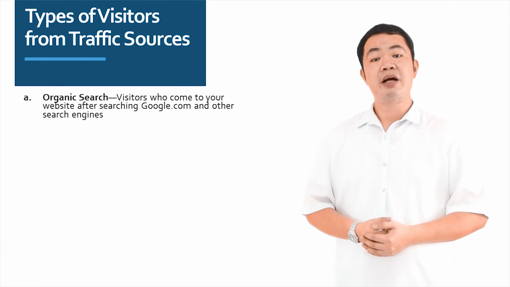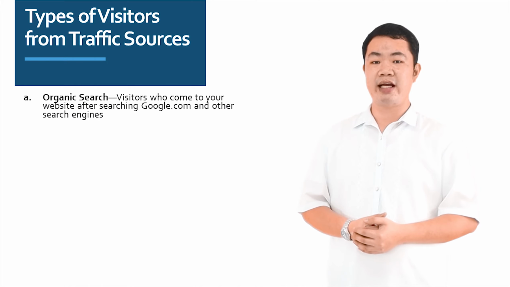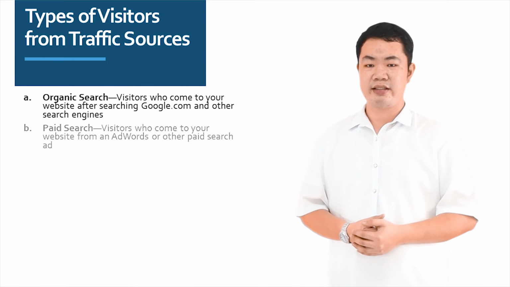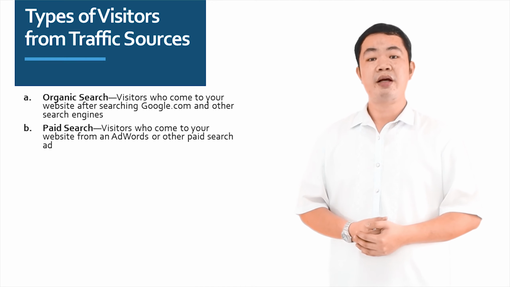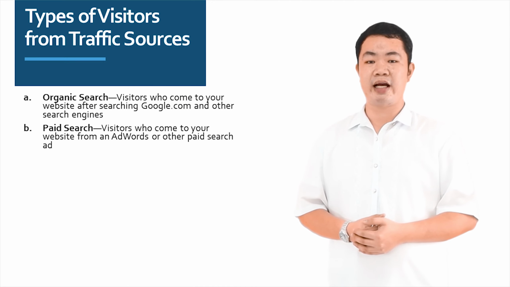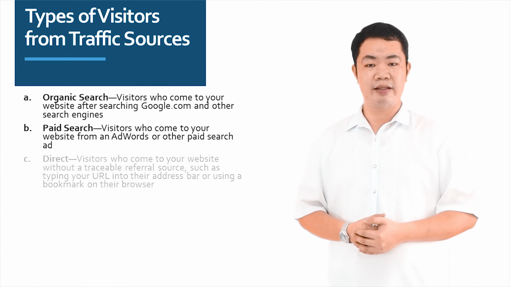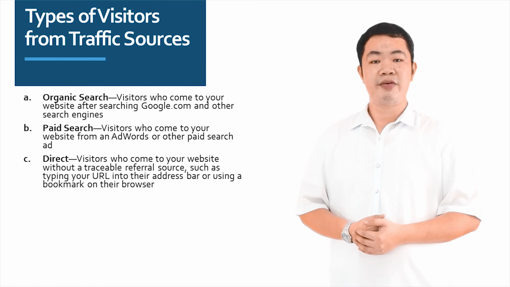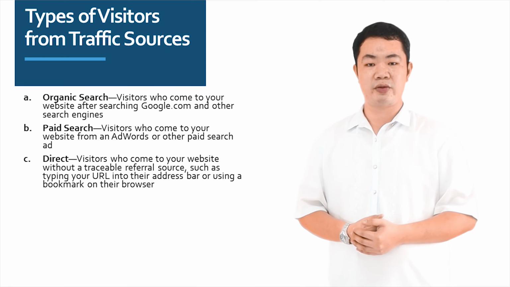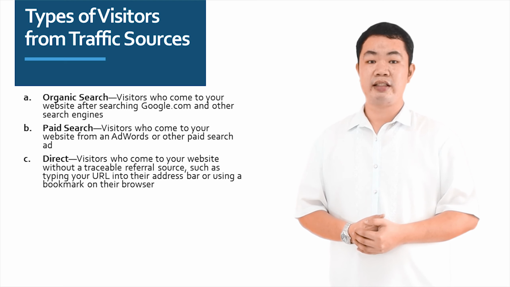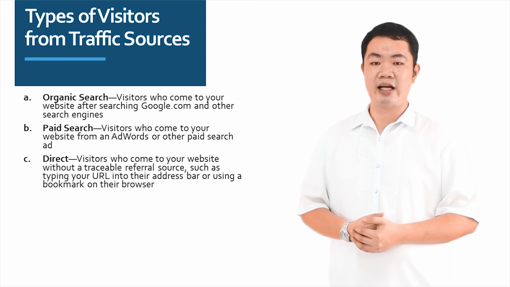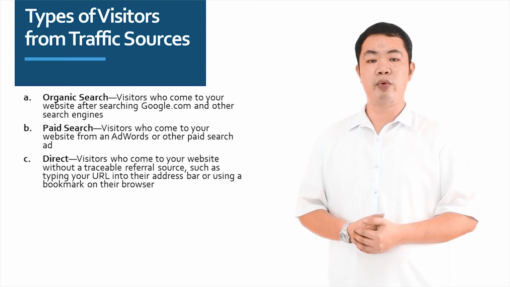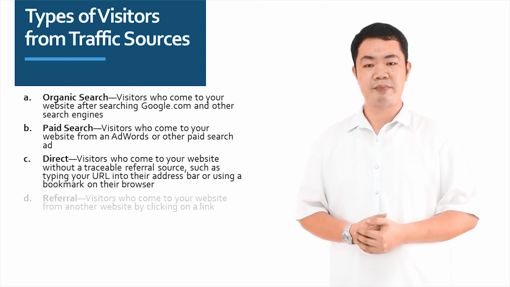Organic search, visitors who come to your website after searching google.com and other search engines. Paid search, visitors who come to your website from an AdWords or other paid search ad. Direct, visitors who come to your website without a traceable referral source, such as typing your URL into their address bar or using a bookmark on their browser.